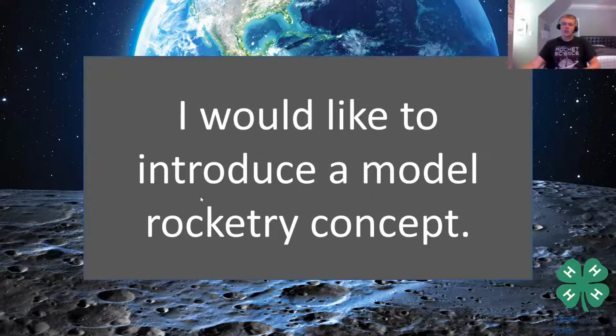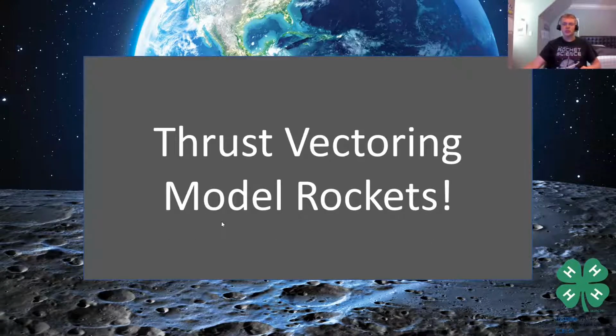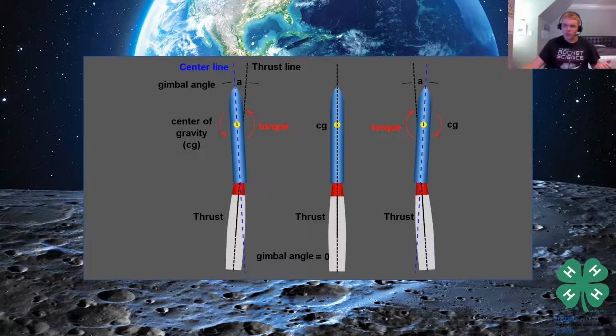As I mentioned, I'd like to introduce a model rocketry concept, and that concept is thrust vectoring model rockets. Now, the first question is, what is thrust vectoring? Thrust vectoring is where we want to angle the thrust of our rocket, the engine's output, and control the rocket to go straight up. Now, we want to get this down to a model scale, and I will explain that in just a moment.